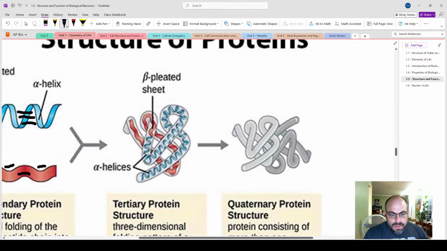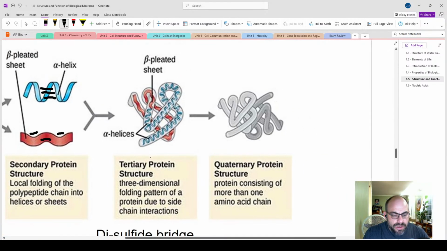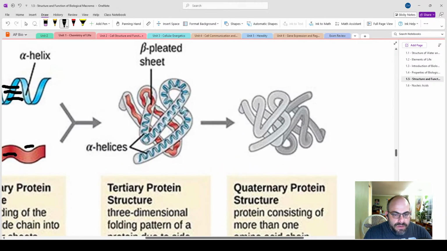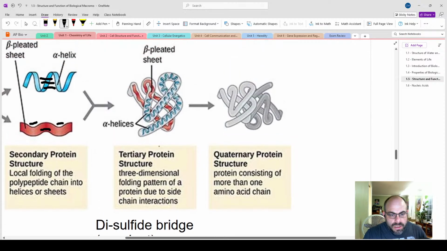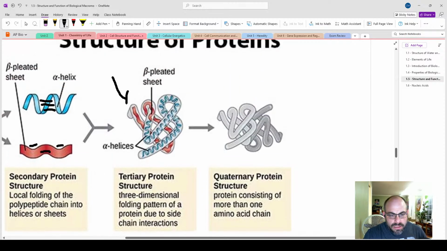All right, and so these pleats and these helixes will start to bind together, right? And this is called a tertiary structure, or third level, and the tertiary structure will actually form bonds, and one of those bonds is called a disulfide bridge. That's one that you'll see a lot. So some proteins are done; a tertiary structure is a done protein.